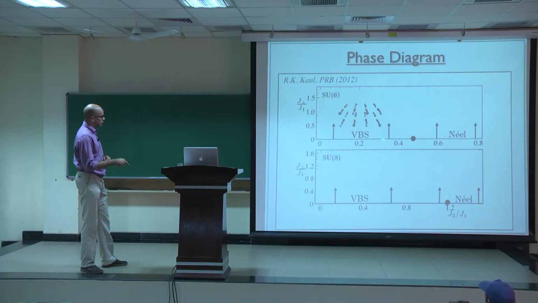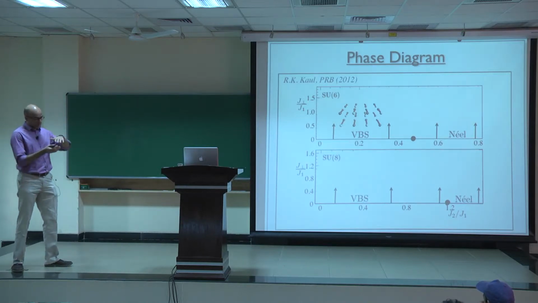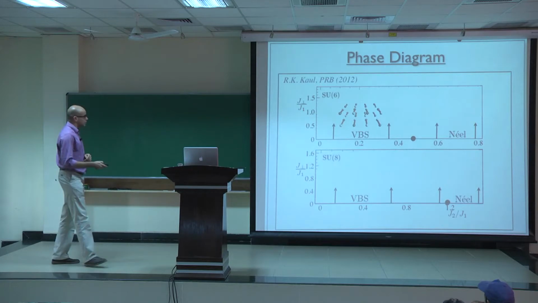So if I go across a single layer, I have this deconfined critical point, which I've described by this black point. And now imagine I couple both the layers together. So we know if you take two Néel states and you couple them weakly, the Néel state is stable. If you take two VBS states and you couple them weakly, the VBS state is stable. Same for SU(6) and same for SU(8).